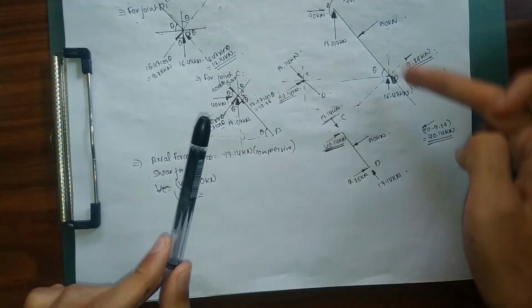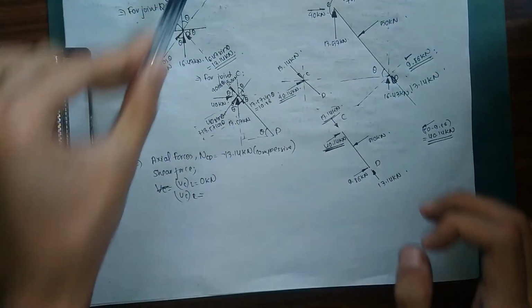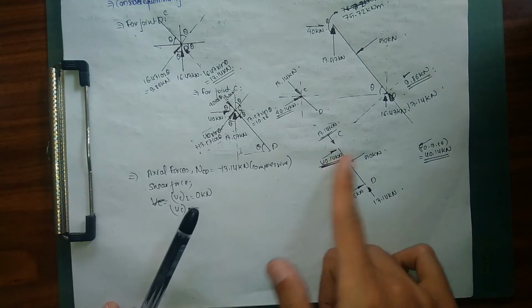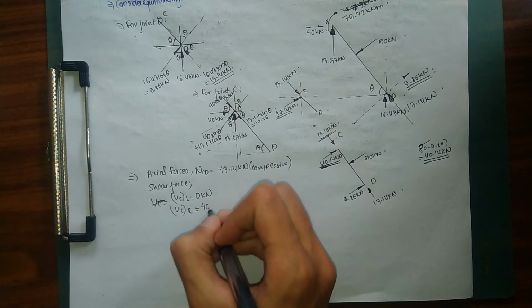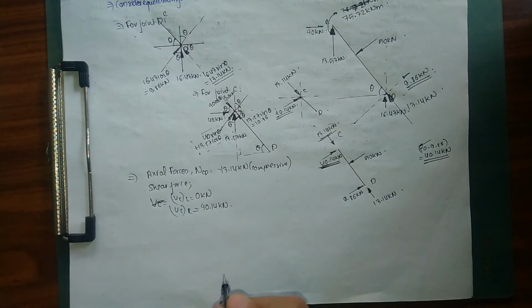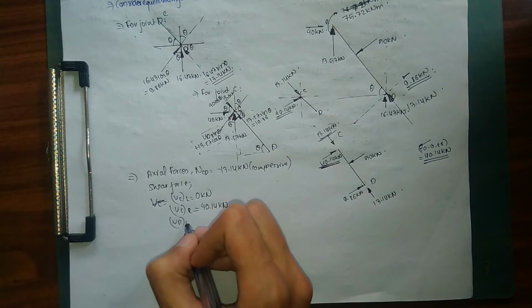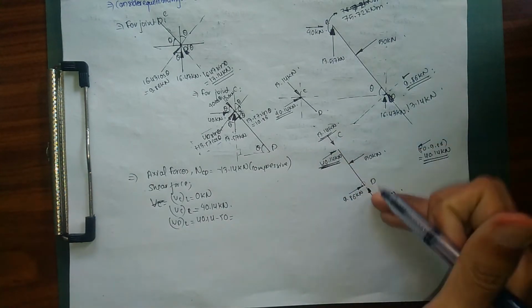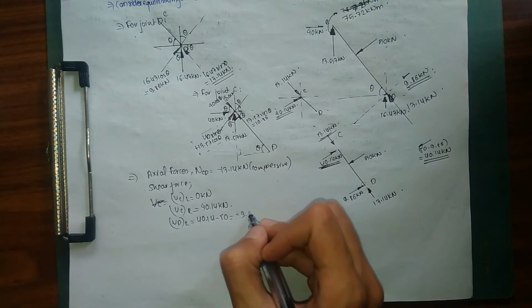Since our member CD is inclined, our vertical force also must be inclined. So we have our inclined force of 14.14, and this is acting vertically upward. While moving from left to right, vertically upward forces are taken as positive, so 14.14. Next we move directly to the left of D, VDL. So VDL is 14.14 minus 50, since 50 is acting downward. While moving from left to right, downward forces are taken as negative, so 14.14 minus 50 means minus 9.86 kN.